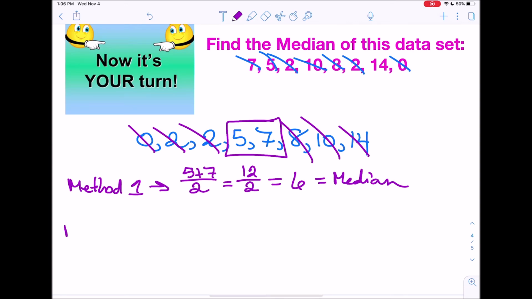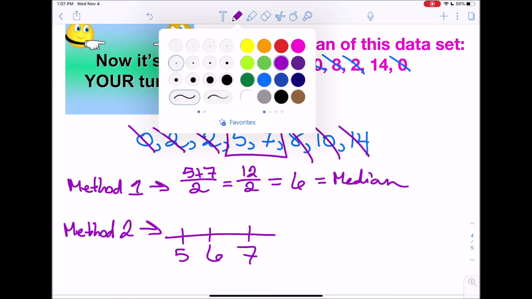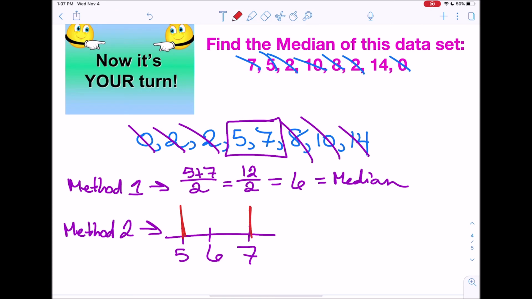All right, or you can think of it using the second method. The second method says, okay, if I had a number line and I have 5 here and 7 here, what's halfway in between? 6. So the median would equal 6.